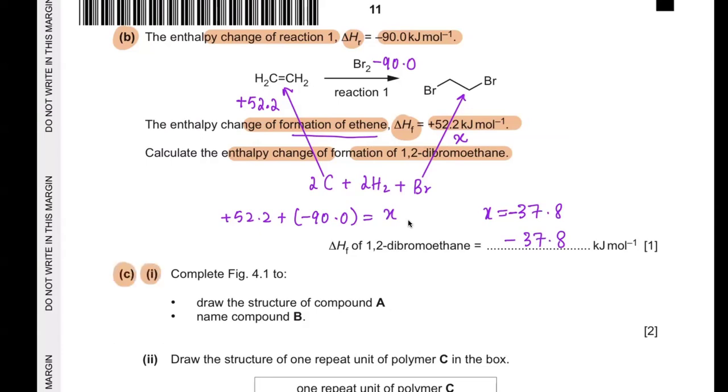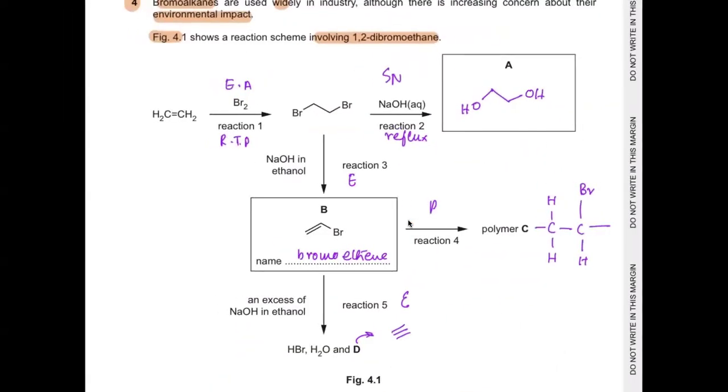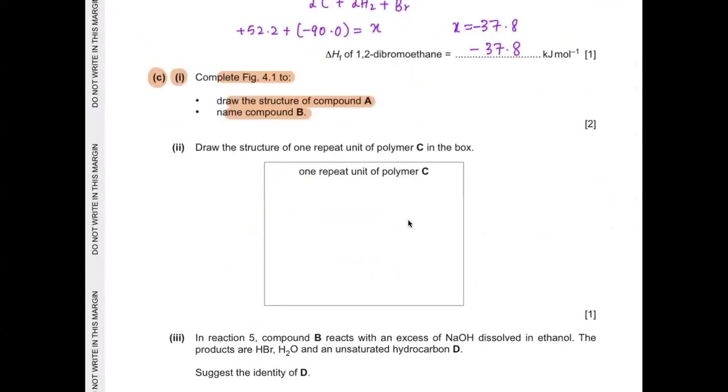Now, C1. Complete figure 4.1 to draw the structure of compound A and name compound B. The structure of compound A, we have already identified. The name of compound B, we have already identified, right? Okay. Now, draw the structure of one repeat unit of polymer C in the box. That's what we have already done. There are two carbons with a single bond. One carbon has two hydrogens, one above, one below. The other carbon has one bromine and one hydrogen. And we leave the two empty bonds on both sides.